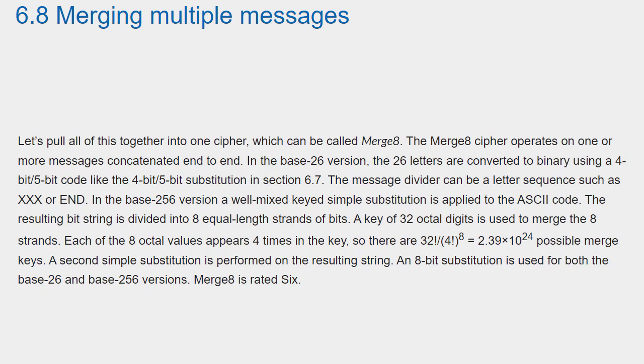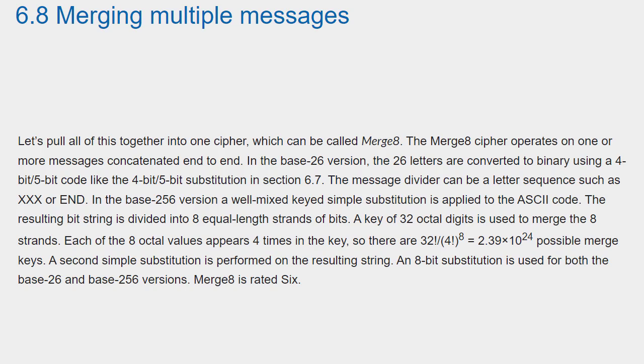The Merge 8 cipher operates on one or more messages concatenated end to end. In the base 26 version, the 26 letters are converted to binary using a 4-bit/5-bit code, like the 4-bit/5-bit substitution in section 6.7. The message divider can be a letter sequence such as XXX or END. In the base 256 version, a well-mixed keyed simple substitution is applied to the ASCII code.